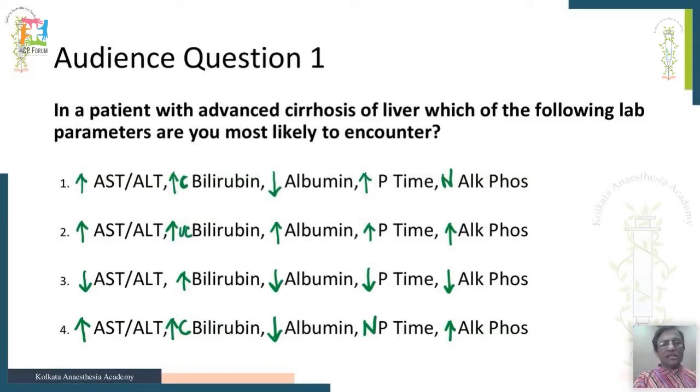Or the last option is increased transaminases, increased conjugated bilirubin, decreased albumin, normal PT, and an increased alk phos. So which combination are you most likely to encounter?